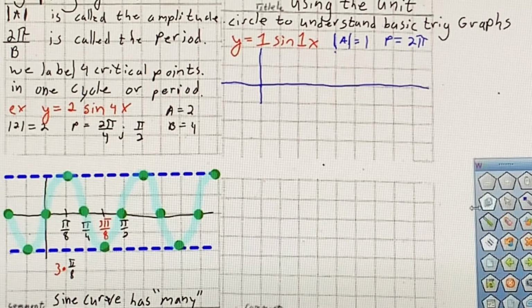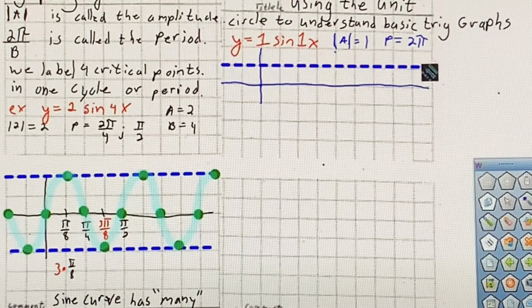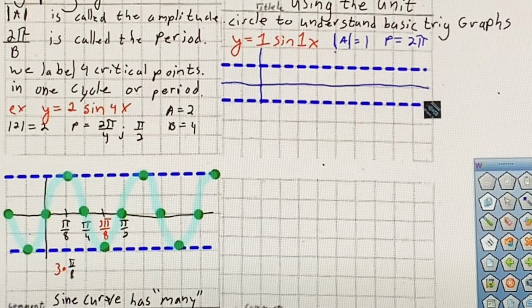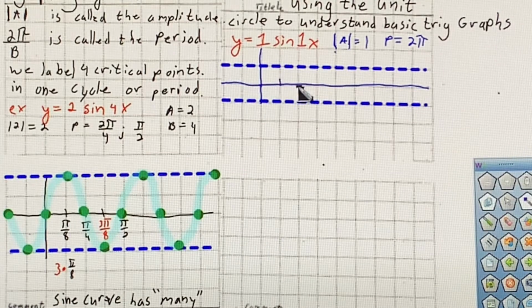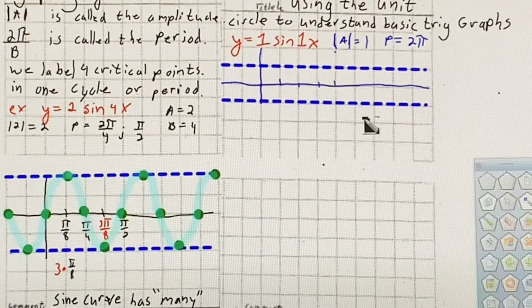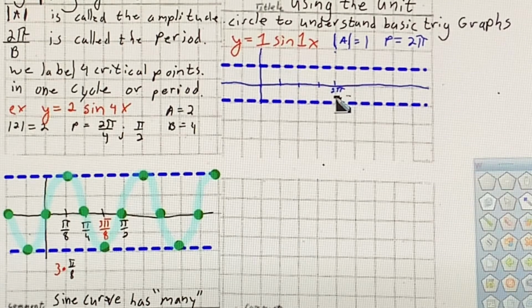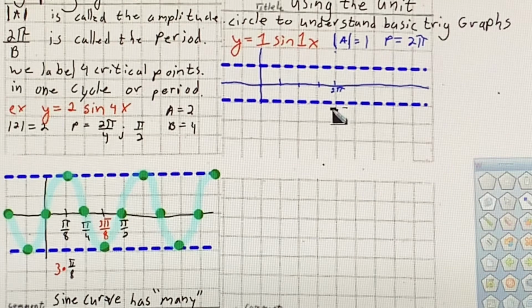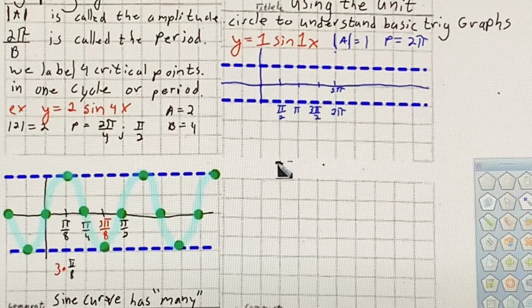So my amplitude is 1, I go up 1, down 1. I go right 1, 2, 3, 4, and I put 2 pi there. Some people put the 2 pi down here so it doesn't interfere with their graph. Half of 2 pi is pi. Half of pi is pi over 2. You multiply pi over 2 by 3, and that gives you 3 pi over 2. And these items are right off the unit circle.